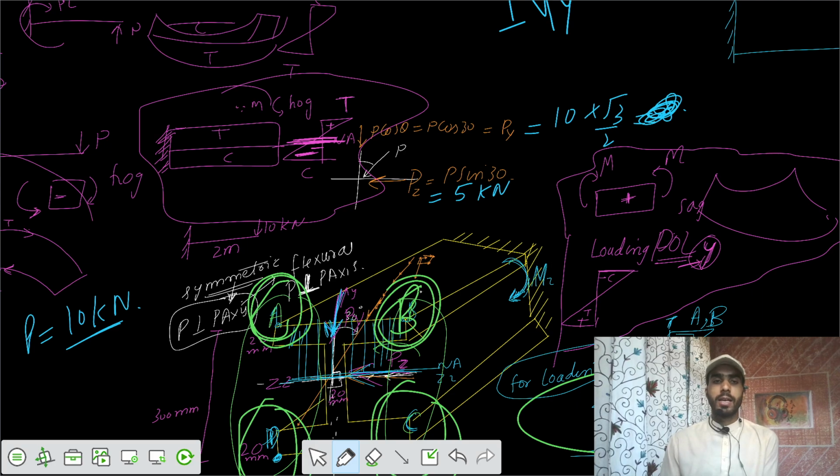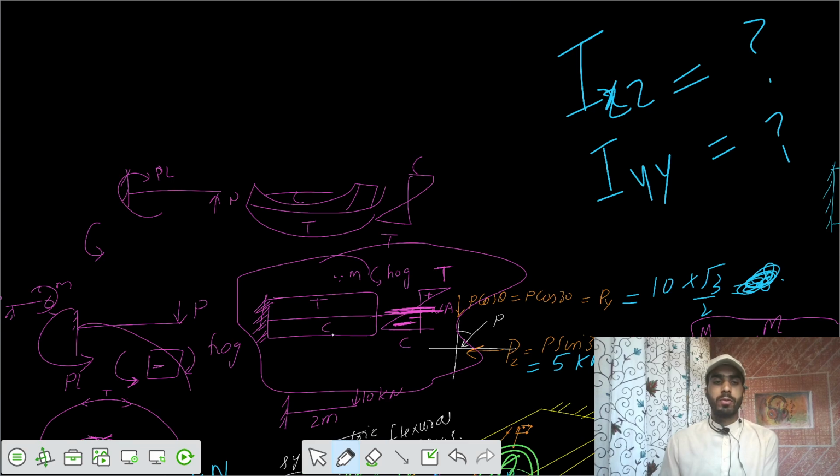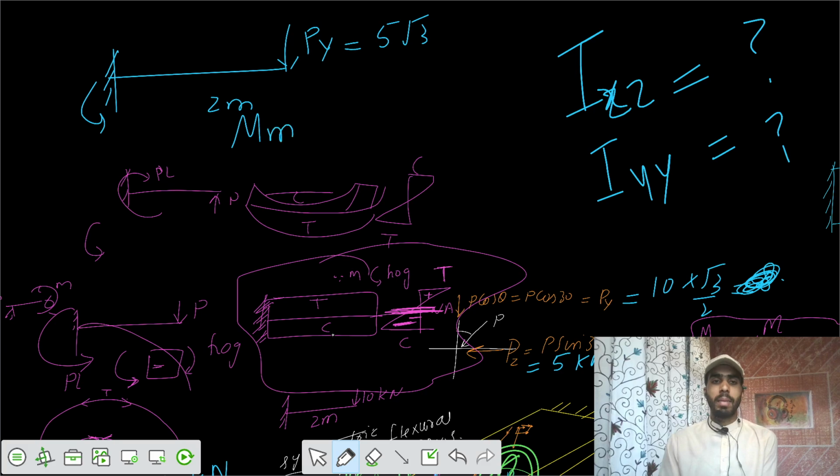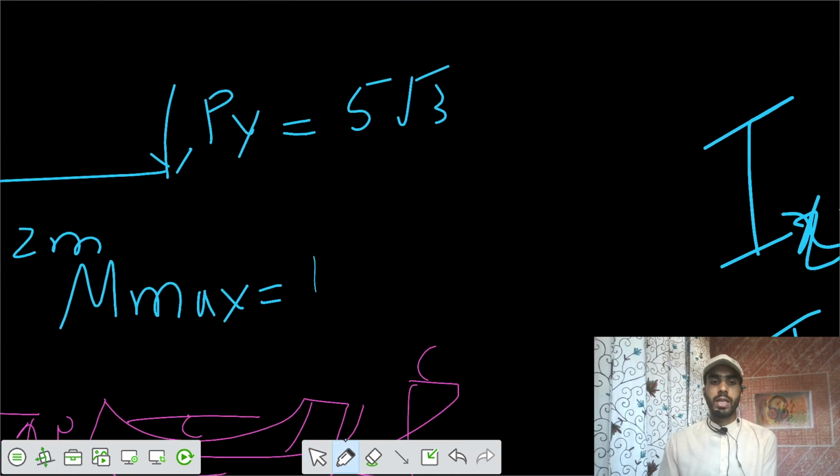Now you are applying a moment. Let's talk about the direction of Py. Py was equal to 5 root 3 and length of 2 meters, so the maximum moment would be 10 root 3, that is 17.32 kilonewton meter.